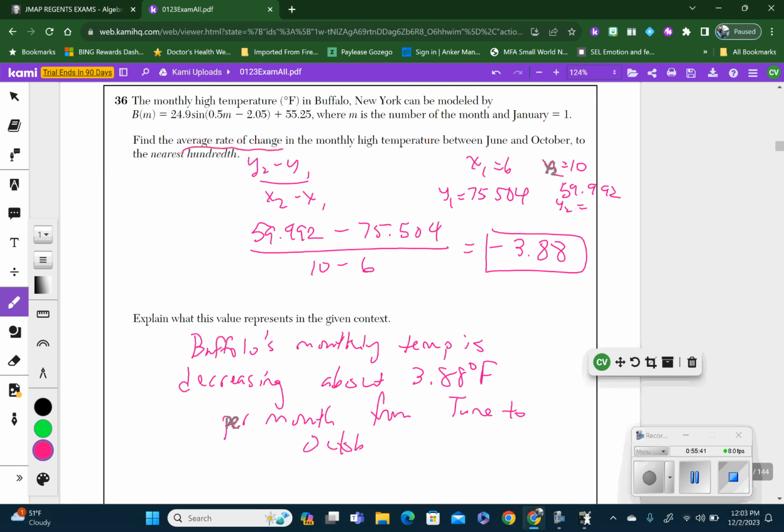So notice I'm using the scenario that they're giving me. I'm not just saying, oh, it's negative 3.88. It's going down 3.88. I'm saying, what is the context, right? Given the context.